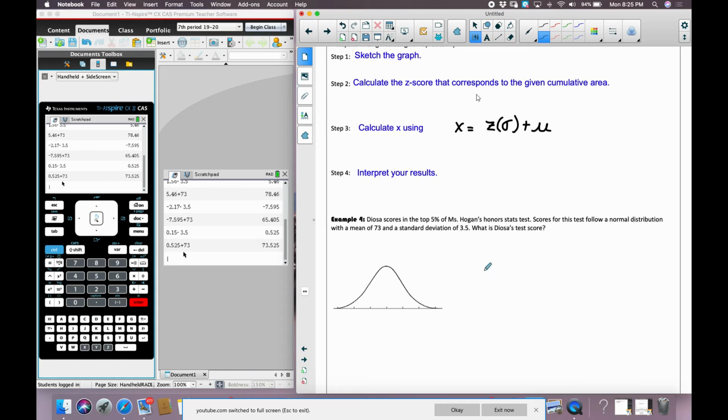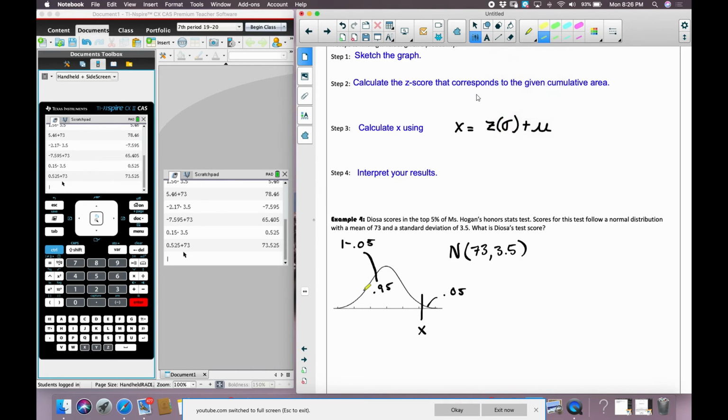Diosa scores in the top 5%. So that's way up here somewhere. Of Miss Hogan's honors stats test, scores for this test following normal distribution with a mean of 73 and a standard deviation of 3.5. Let's calculate Diosa's test score, x. Well, I don't even have a z-score yet, but I do have the area to the right, which is 0.05, but I need for the calculator the area to the left, which is 0.95.